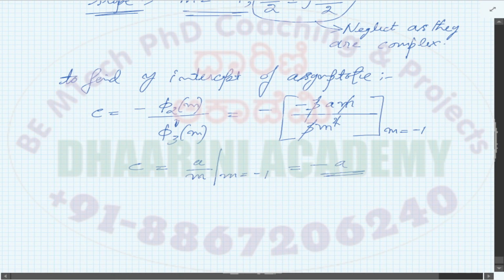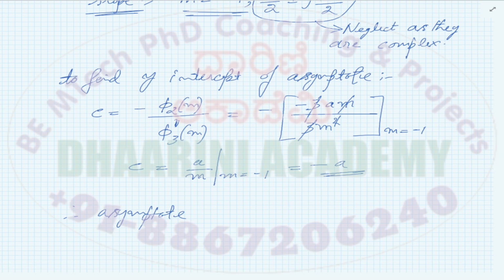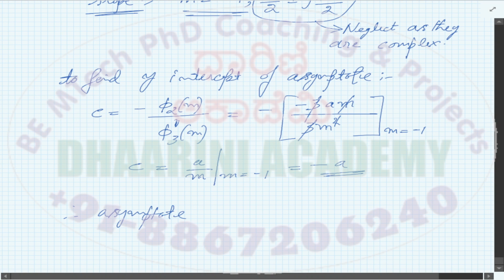Once you know the c and m values, I can go for the asymptote. If you have multiple values of m, you keep getting multiple asymptotes. There may be many asymptotes depending upon the number of m values you have. When you put m equal to minus 1, you get one curve, m equal to minus 6, another curve, and so on. Like that, you can calculate.